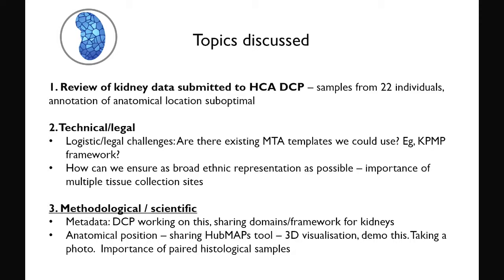Or at least what we might be able to do to get to this point was to use templates that are already out there, so from existing networks. So for example, the KPMP, the NIH Kidney Precision Medicine Project. There they already have MTAs that are set up, that maybe we could use those templates to drive this forward as quickly as possible.